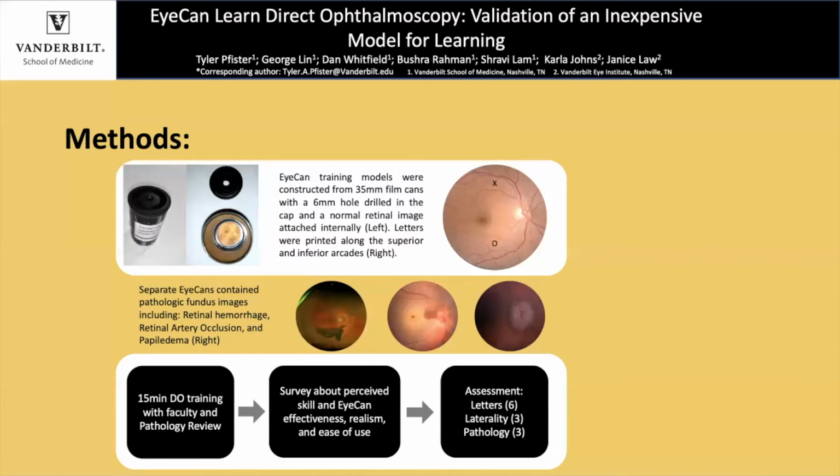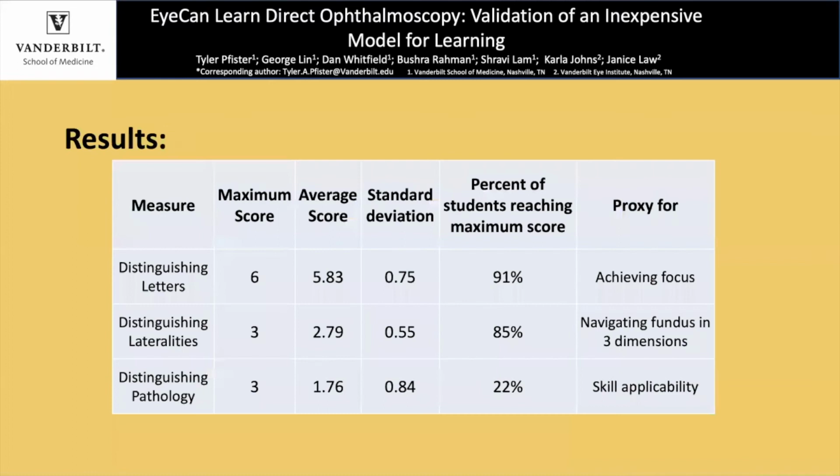And then we objectively assessed these students using three ICANs where they recited a total of 6 letters and three lateralities, and then a separate three ICANs where they reported back the pathology.